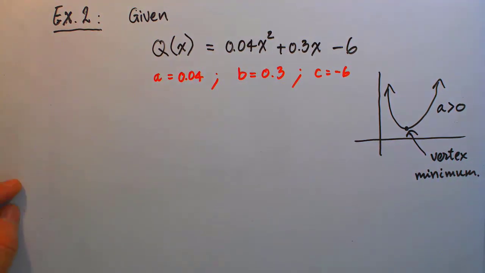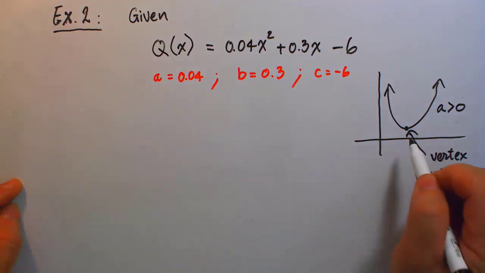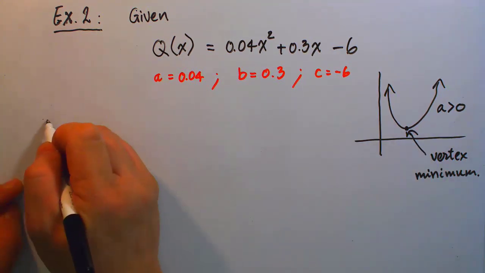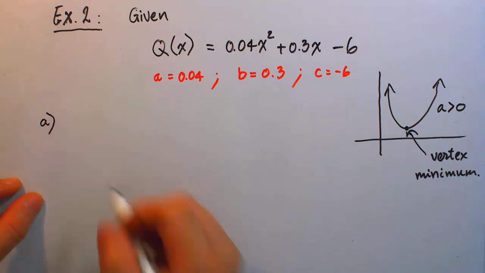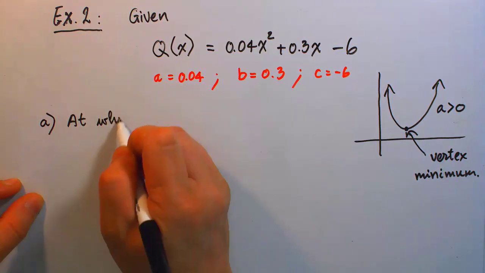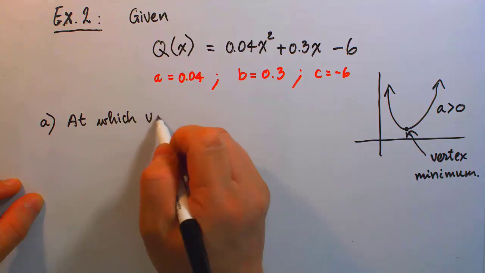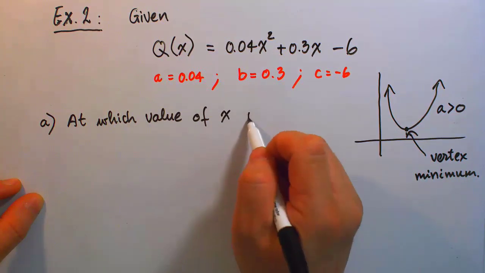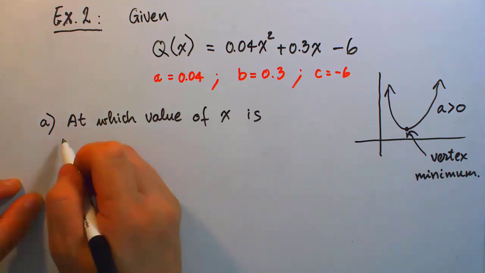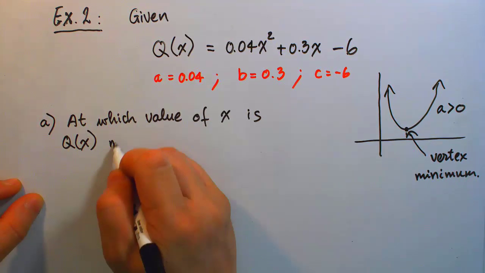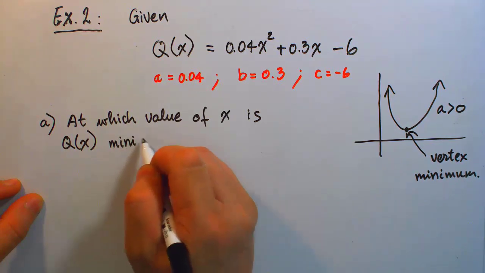And so in that way, once again, we just need to find out. So for question A here I'm going to bring up: at which value of x is this function q of x, but this time I'm going to say minimized.